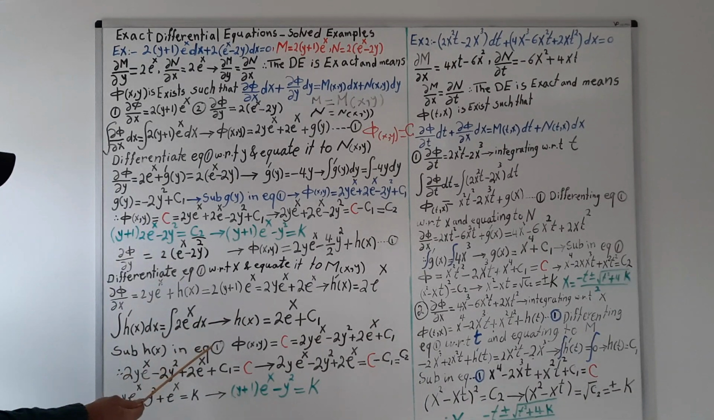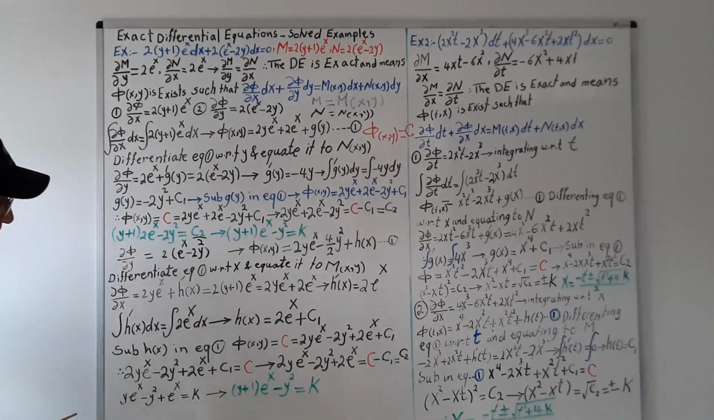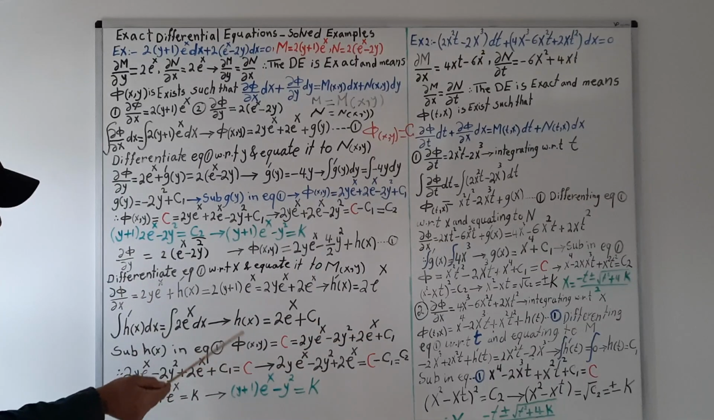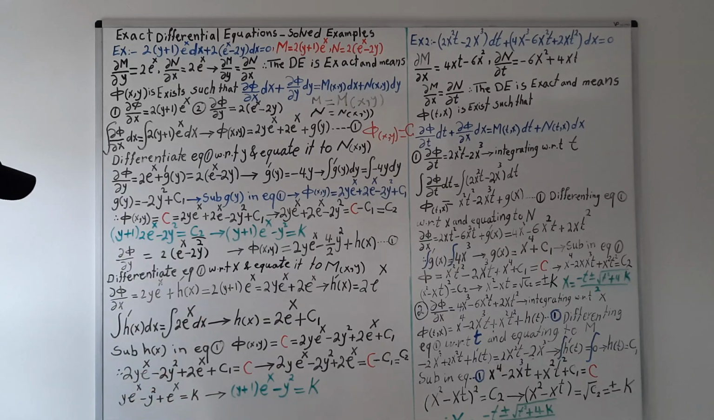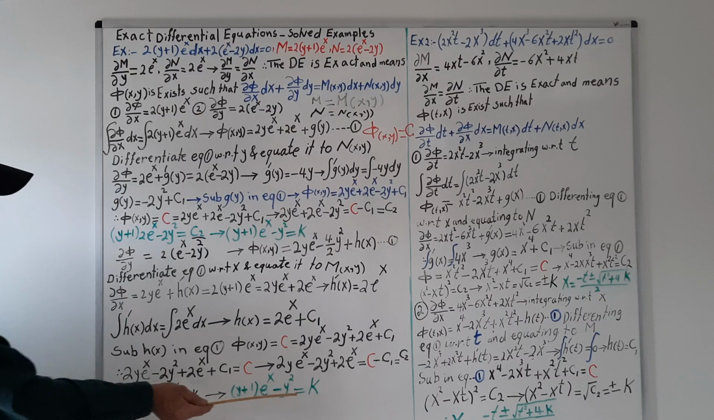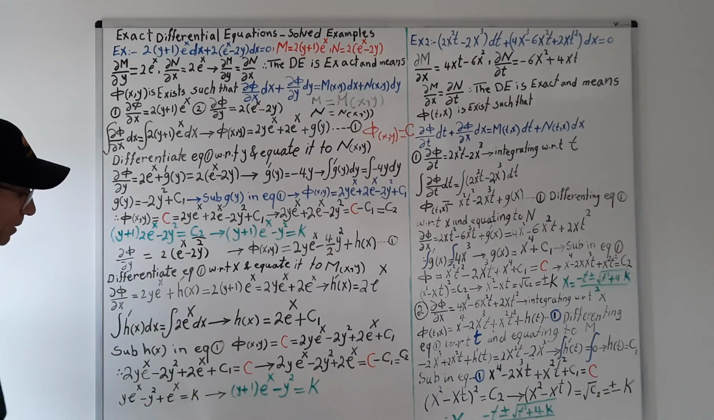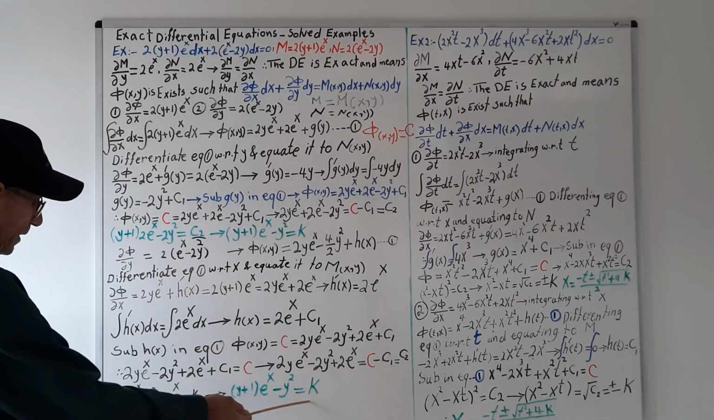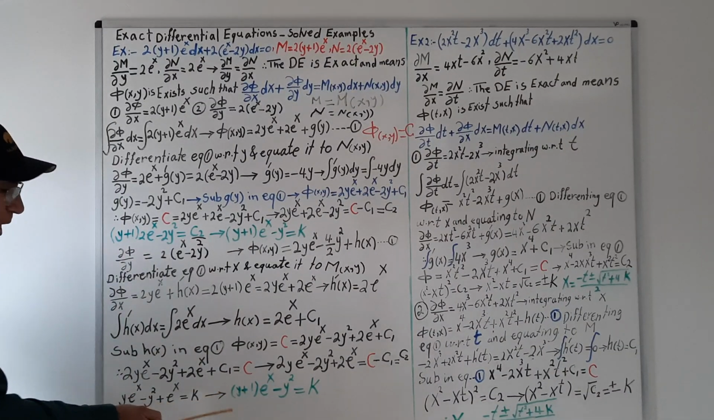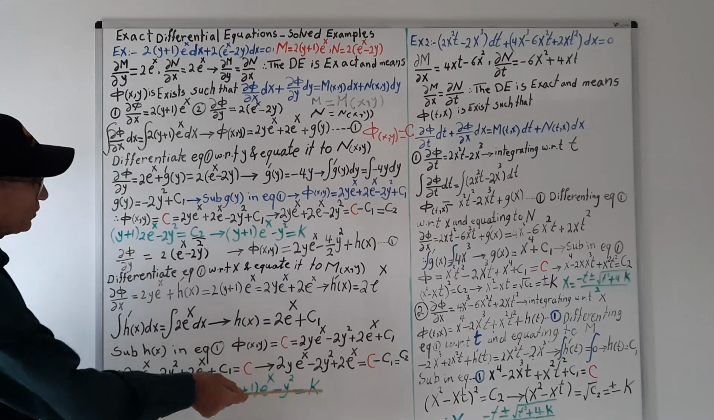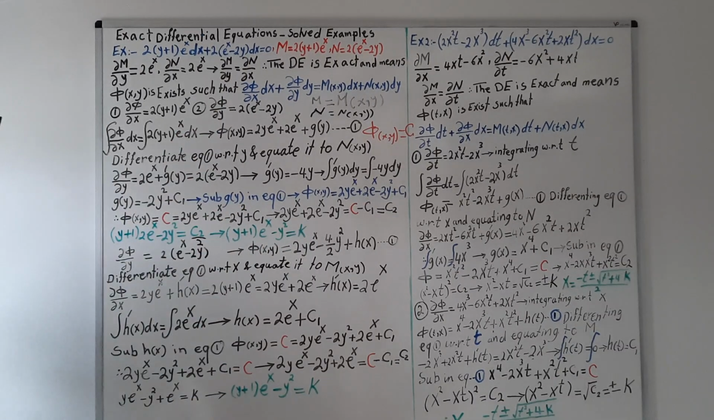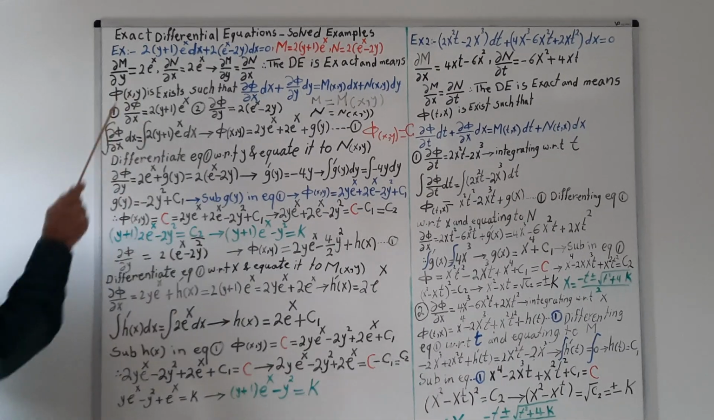Sub h of x in equation 1 here. Again, c minus c1 equals c2. Then we divide by 2. So c2 over 2 will give us a new constant. And here is the implicit solution. See, we have y squared, we have y, so we leave it as it is. So this is the same solution for the two choices we used in solving this example.